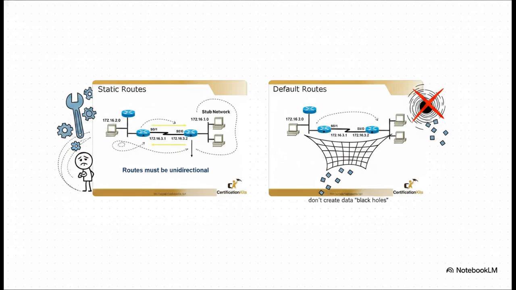Routers naturally look for the longest match of a destination IP in their table. If they look and no match is found, they fall back on a default route, which is often configured as all zeros, 0.0.0.0. This acts as a crucial safety net. It sends that unknown packet to a next hop gateway so you don't accidentally create these data black holes where packets are just dropped into the void.